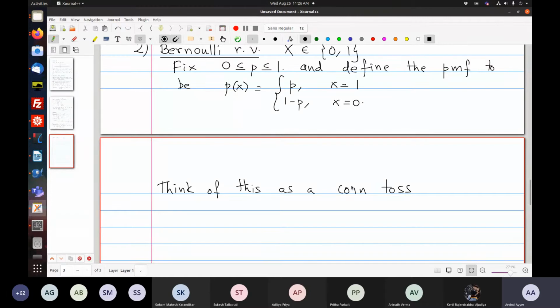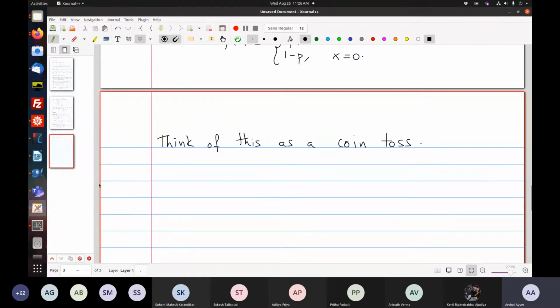But there are many other situations where the Bernoulli random variable applies. So it's kind of a building block. Okay, maybe I'll give you a slightly more non-trivial example.